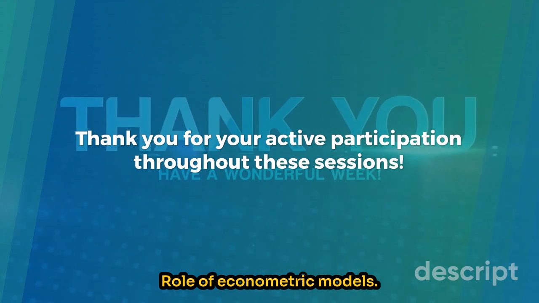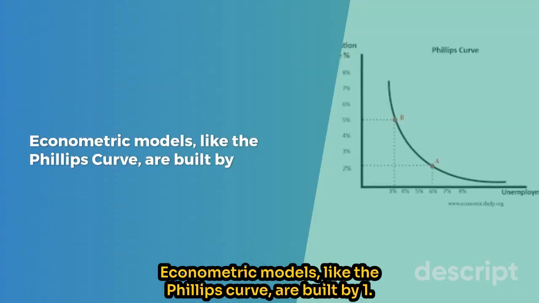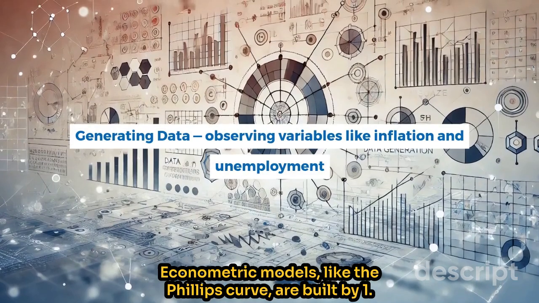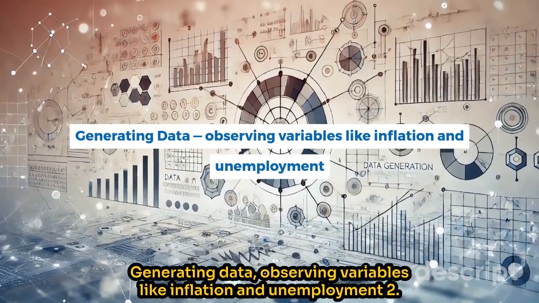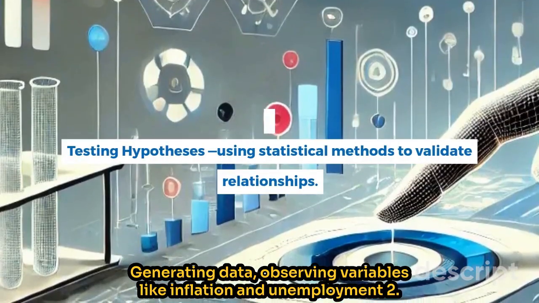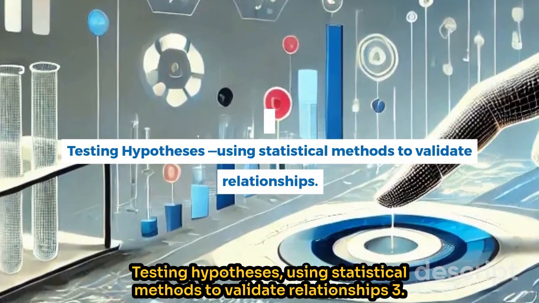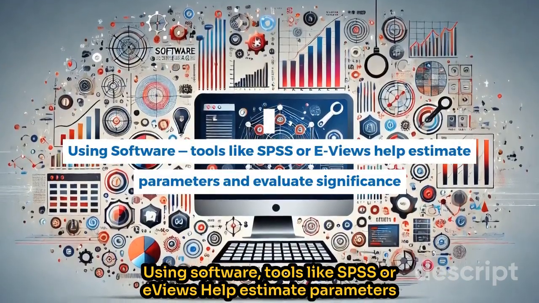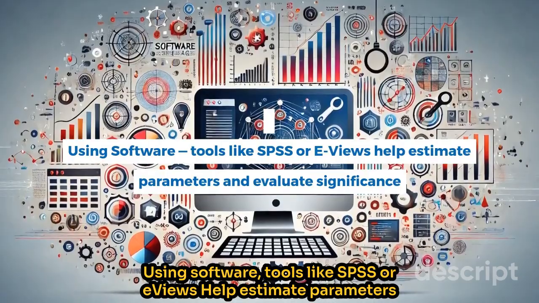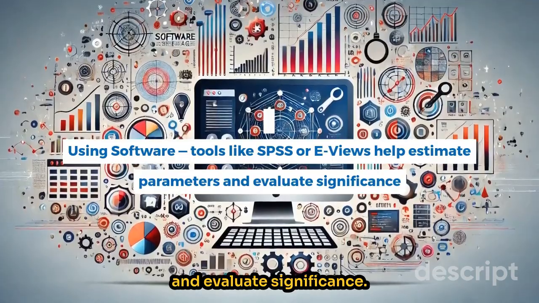Role of econometric models. Econometric models, like the Phillips curve, are built by: 1. Generating data, observing variables like inflation and unemployment. 2. Testing hypotheses, using statistical methods to validate relationships. 3. Using software. Tools like SPSS or eViews help estimate parameters and evaluate significance.